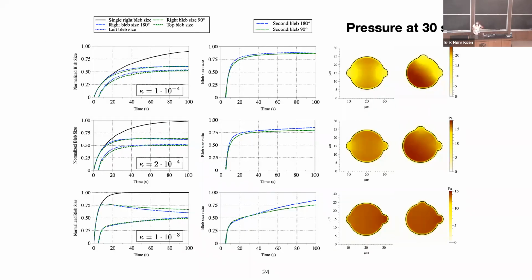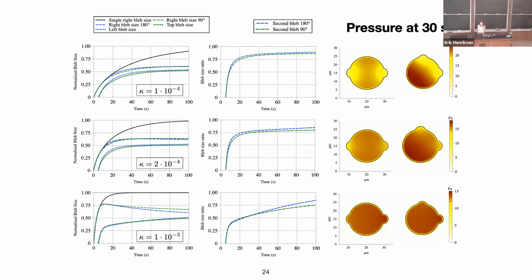So this is kind of a summary, where we've got three different values of the permeability. If the permeability is high, that means water can flow through the network more quickly. What happens there is we kind of see what we saw with the fluid model, where the first bleb expands and then it shrinks as the second bleb expands, and then they appear to approach the same value. So this is more fluid-like behavior. And we do see a little bit of difference. The green and the blue indicate whether it's a 180 degree bleb or a 90 degree bleb.